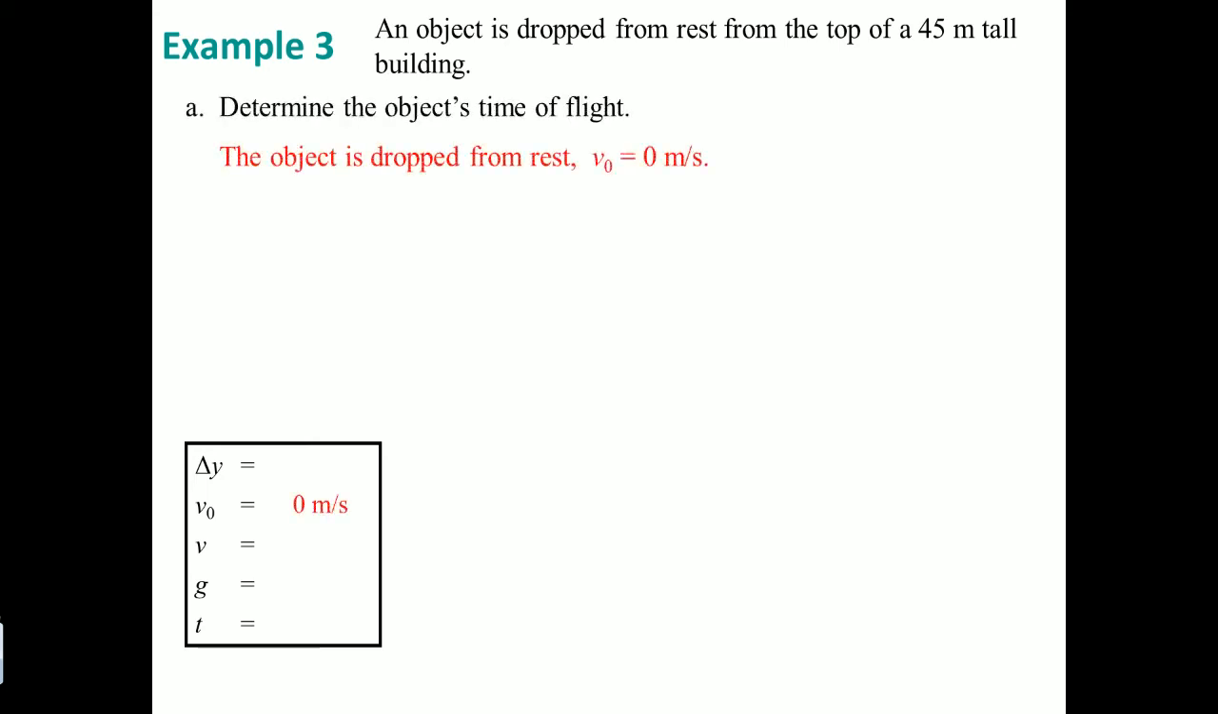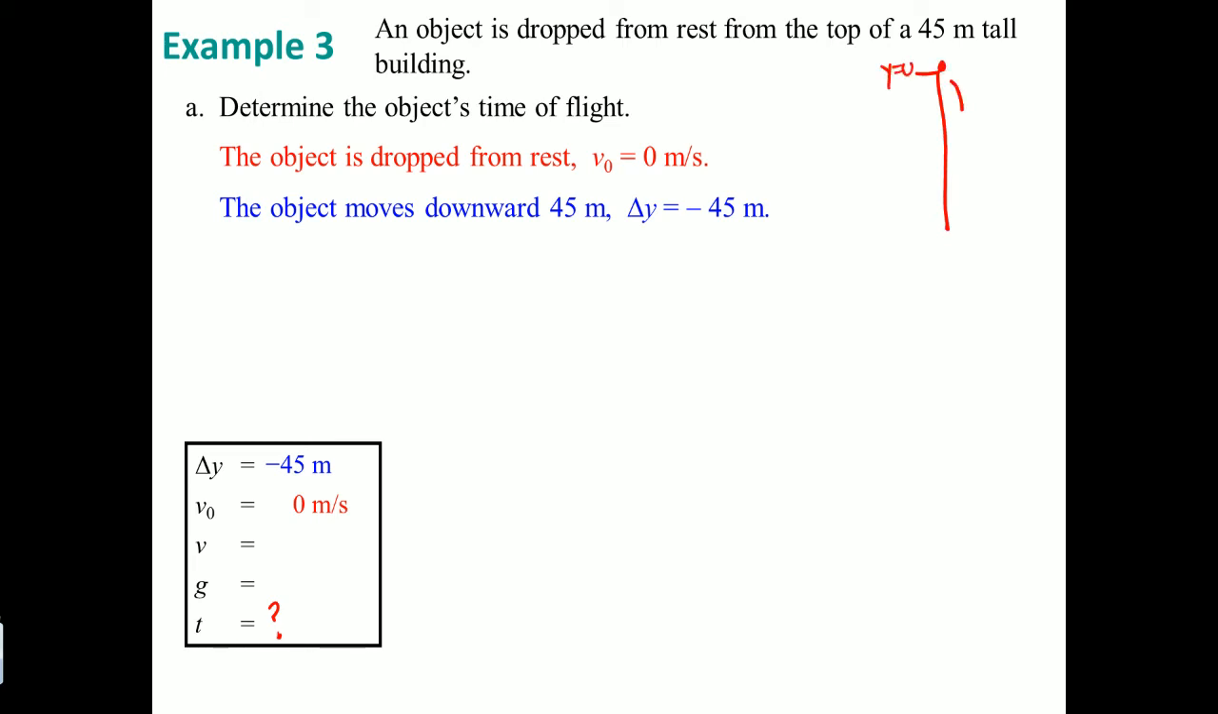Example 3. An object is dropped from rest from the top of a 4.5 meters tall building. So, and I want the object's time of flight. So t is still our question mark. A lot of these questions are going to ask you to solve for t. So the object dropped from rest, which is v naught equals to 0. The object moves downwards at 45 meters. So my delta y is equal to negative 45, because again, we set y equals to 0 here where the object falls. The acceleration is 10.